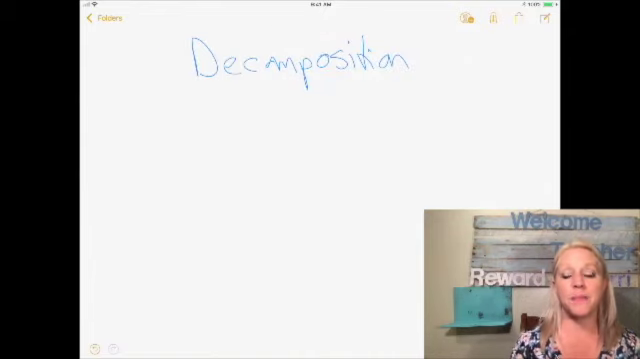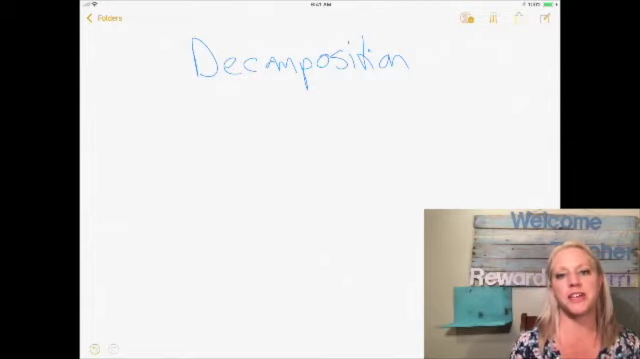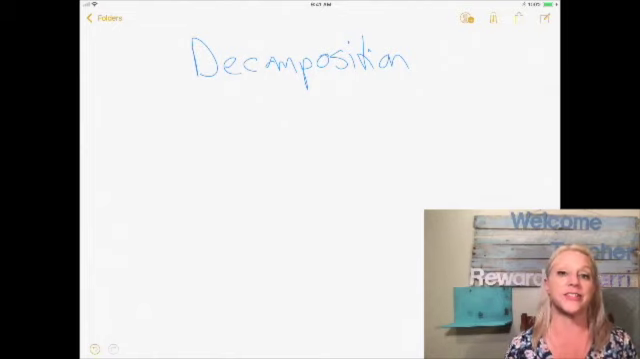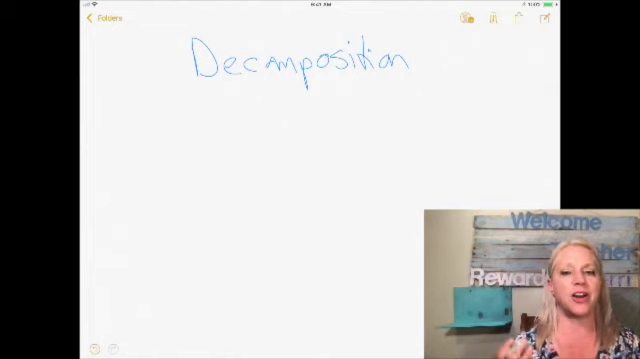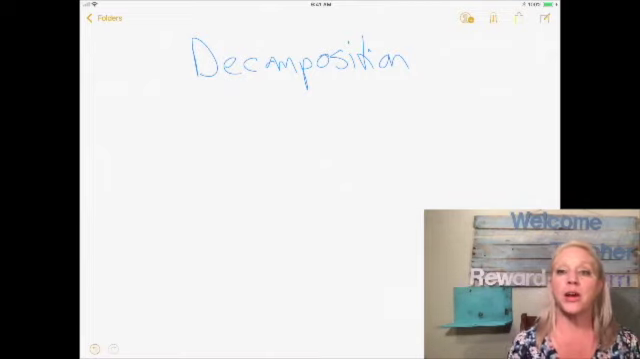All right, our next type of reaction is called decomposition. So if you think about the definition of decomposition, it means to break apart. With it being fall right now, we think about our leaves and they're decomposing. Their colors are changing from green to different colors. So if we look at another example of what exactly is decomposition, it's the opposite of a synthesis reaction.